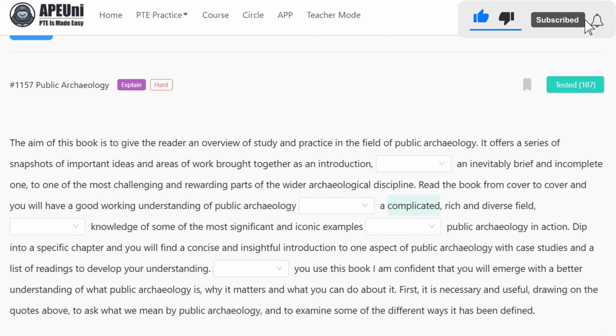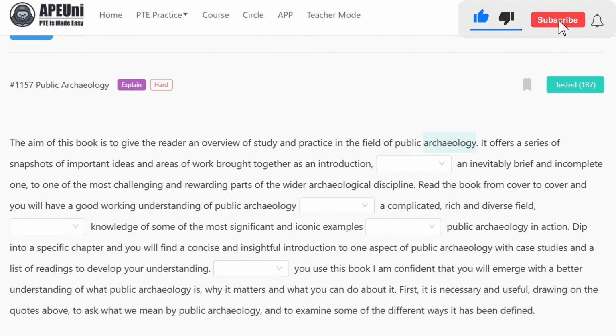Let's try to understand what this paragraph means. So the context of this paragraph revolves around introducing a book on public archaeology, its objectives and how readers can benefit from it. The text is structured to highlight the book's purpose, qualities, and usefulness in understanding public archaeology, a complex and diverse field. Now let's move to the first blank.